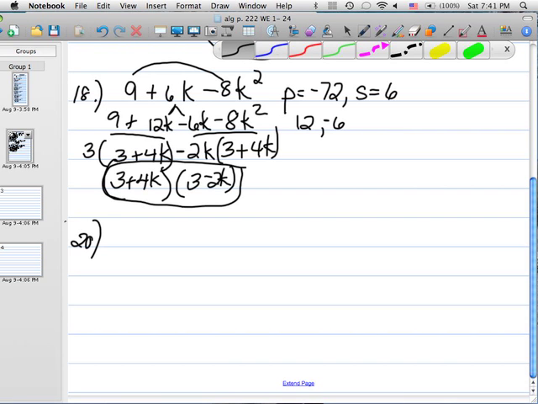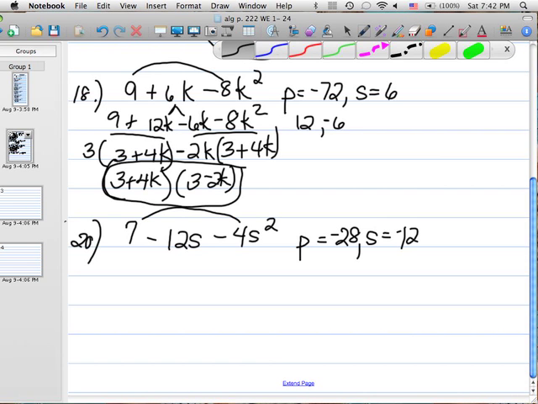Problem number 20. As long as it's in order, we can leave it in increasing order. The product is, multiply these two together, negative 28, and the sum is negative 12. And the two numbers that work would be 14 and 2. And the sum has to be negative, so the 14 would have to be negative.